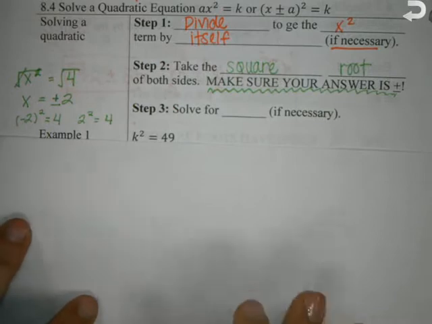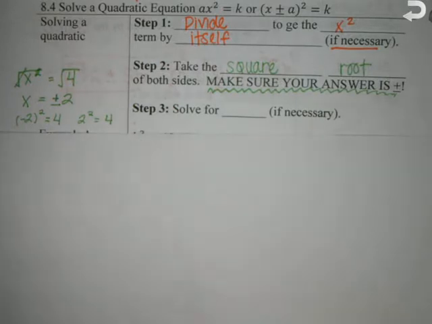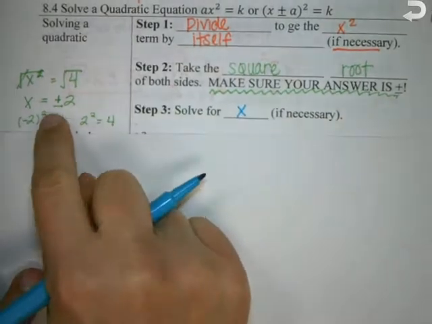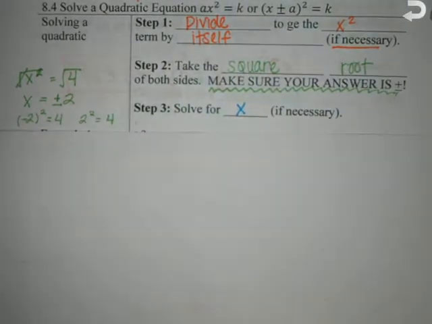The last step is you are going to solve for x if necessary. So sometimes after you take the square root, we'll be solved for x and done. Sometimes there'll be a couple more steps to getting x by itself. Okay? That's pretty much all we're going to be doing. So let's just do a bunch of examples to get used to this.